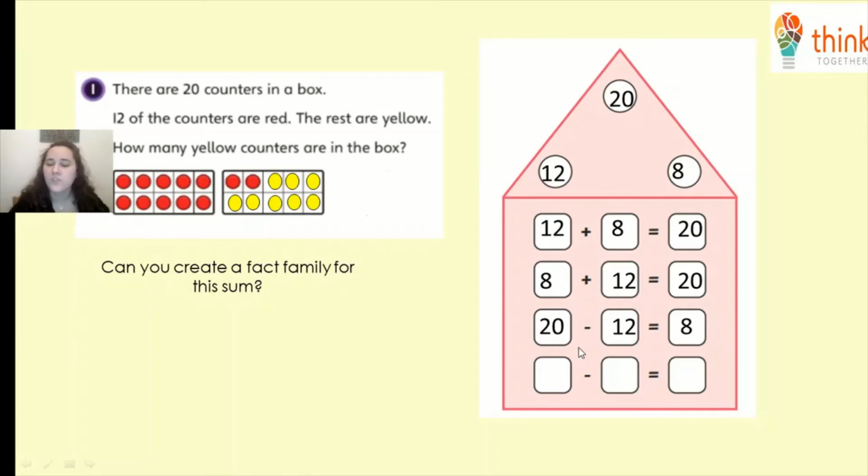Now, we've got one more number sentence to do. Now remind me, what bits of a part whole model can we switch around? Can we switch a part and a part or a part and a whole? That's right, we can switch around the two parts. It doesn't matter which way they go.